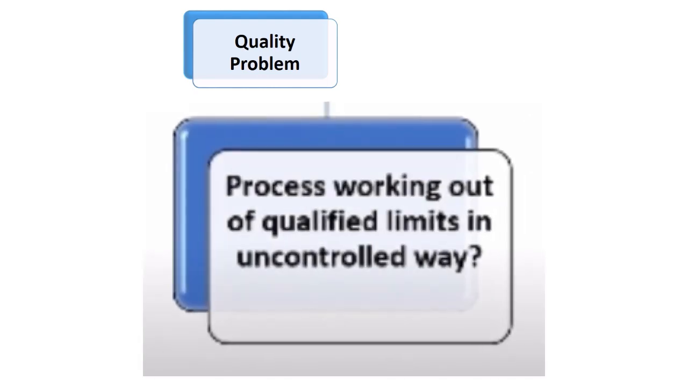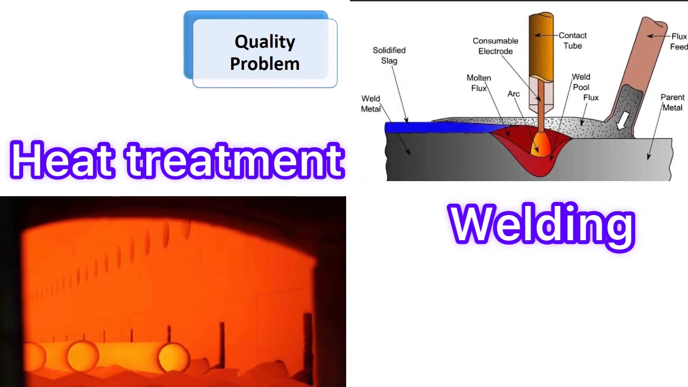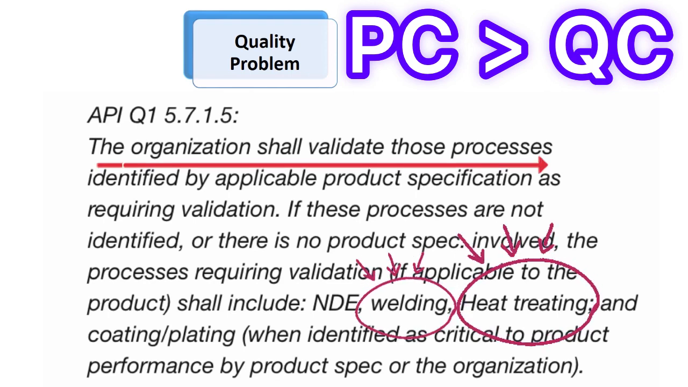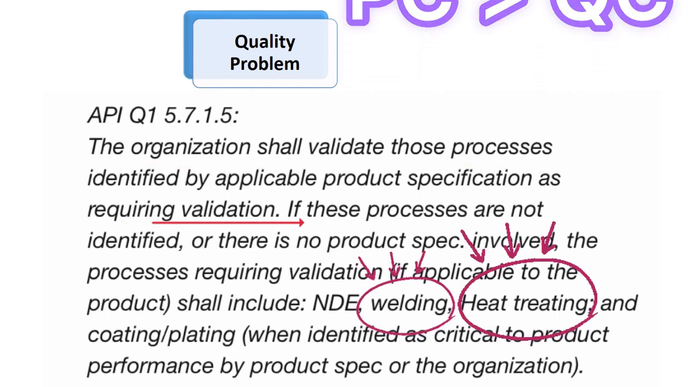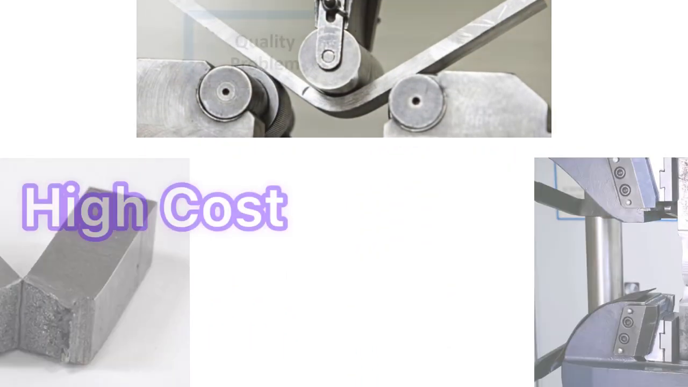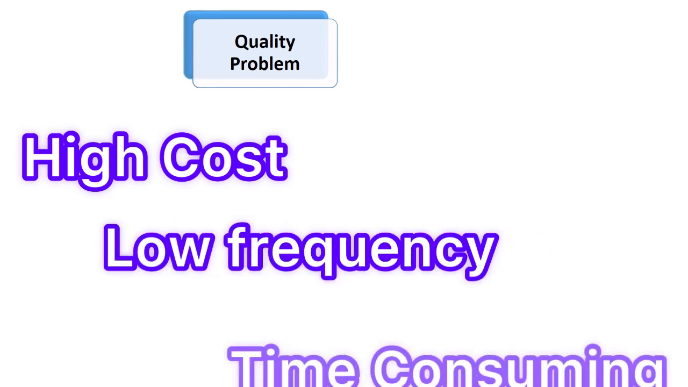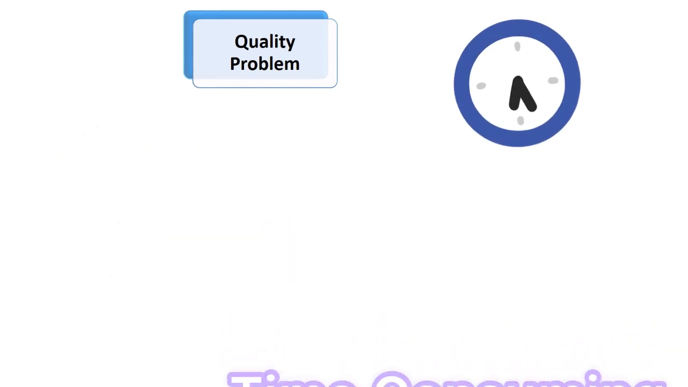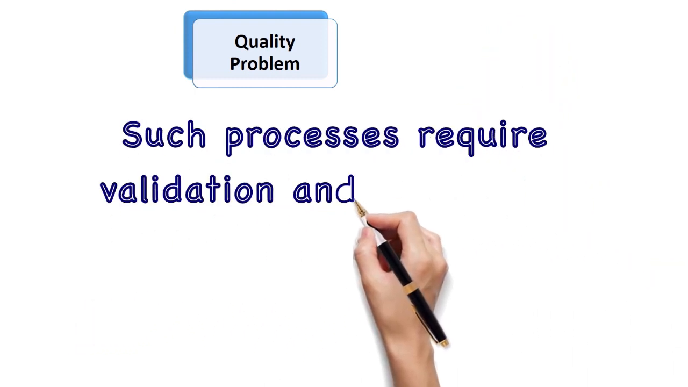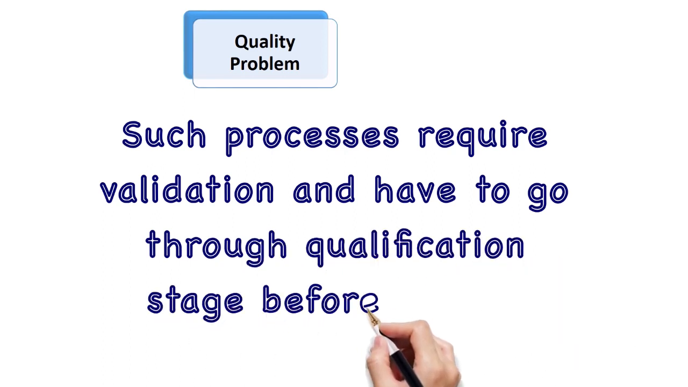Now for the second type of rejection, due to uncontrolled variation of the qualified limits, and this is in the case of qualified processes like welding and heat treatment. Now these processes by definition, as per applicable standards, rely more on process control than quality control, since the only testing that can prove their effectiveness to deliver the target output is destructive testing, which is, in addition to the high cost and the impossibility to be done in high frequency, time consuming and gives late feedback after possible accumulated rejection. Hence, such processes require validation and have to go through a qualification stage before normal production can start.